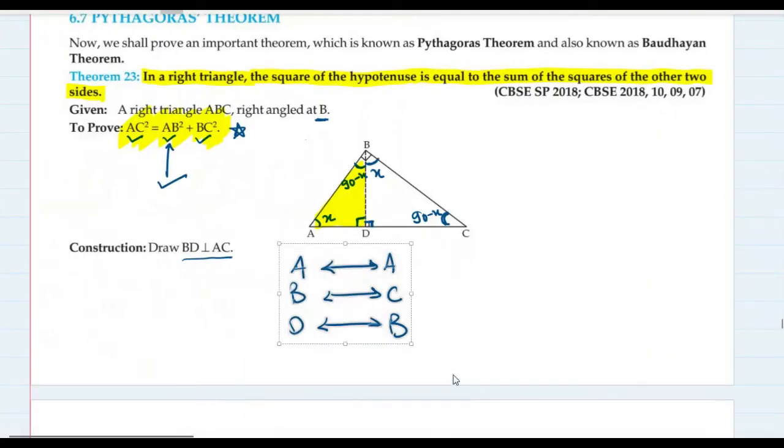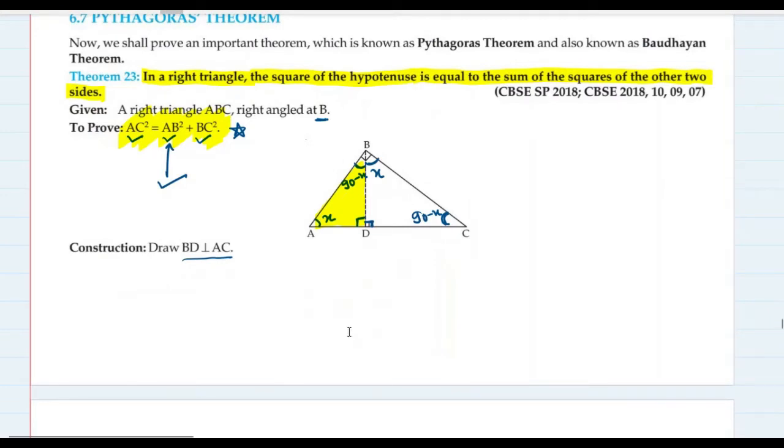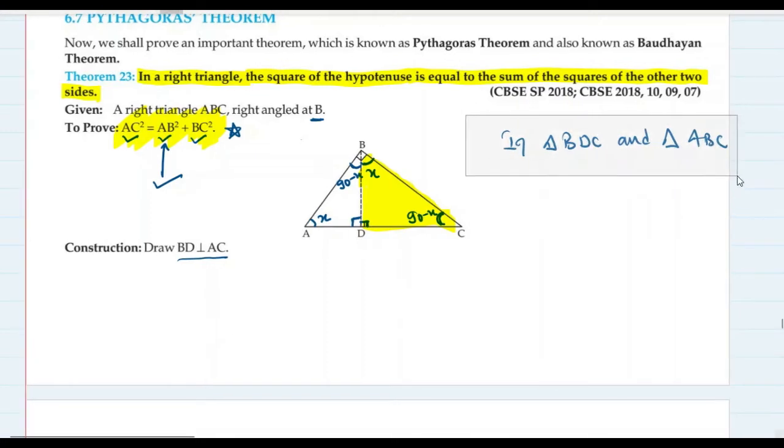Now let us go to the next part. For the next part, I'm going to take this small triangle BDC. Okay, I'm going to highlight that triangle so that you know which two triangles I'm proving similar. So I will prove this triangle BDC similar to the big triangle ABC. Okay, so I'm going to write in triangle BDC and triangle ABC.